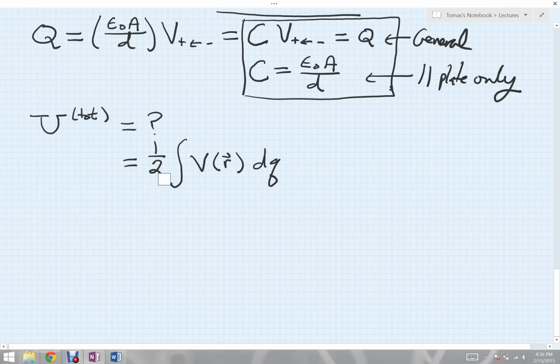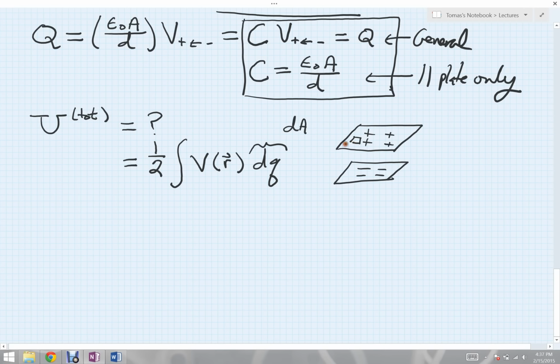Now, in our case, we are talking about two sheets of charge. Here I'll sketch them for us again. A positive sheet up above, a negative sheet down below. And so, because we're talking about sheets of charge, in this particular case, dq is equal to an area patch, dA. Each of these surfaces will get divided into little areas dA, and the amount of charge on there will either be plus or minus sigma, depending upon if we're talking about the upper plate or the lower plate.